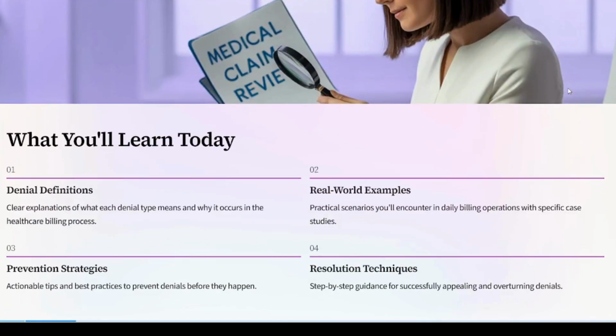What we will be learning today is denial definitions, clear explanations of what each denial type means and why it occurs in the healthcare billing process. Real-world examples, practical scenarios you'll encounter in daily billing operations with specific case studies. Prevention strategies, actual tips and best practices to prevent denials before they happen. And lastly, resolution techniques, step-by-step guidance for successfully appealing and overturning denials.